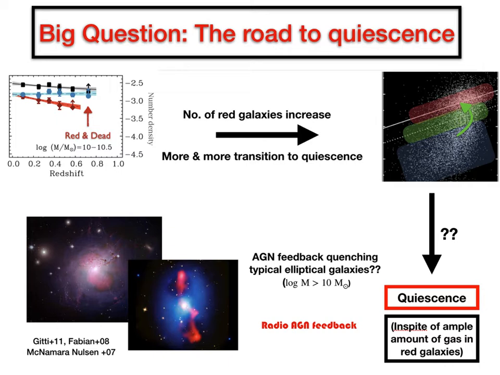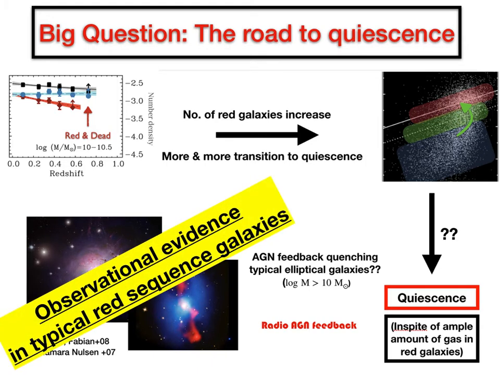One of the most popular theories has been AGN feedback, specifically maintenance mode feedback or radio mode feedback, that maintains the low level of star formation at later times. Although we do have some examples in cluster scale and in radio galaxies of this AGN feedback, we don't have that much observational evidence in typical elliptical galaxies. And that is where this work comes in. So the goal is to find evidence in typical red sequence galaxies.